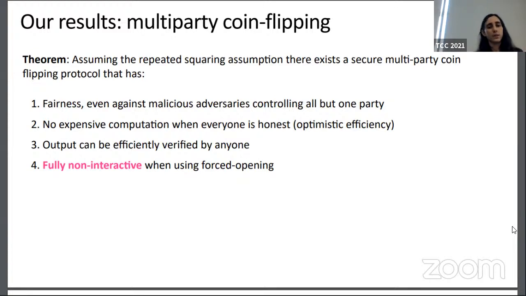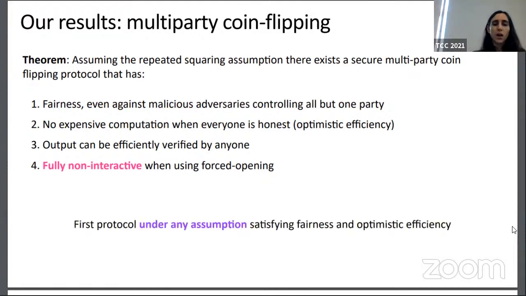It also has this really nice efficiency property known as optimistic efficiency, where if everyone is honest, they don't need to solve any puzzles. So in the honest setting, we sort of get the best type of efficiency for our protocol. We also have a public verifiability property, so the output can be publicly and efficiently verified. And lastly, we can also make our protocol non-interactive. So just one round of posting puzzles on the board, just by having everyone solve everyone's puzzle.